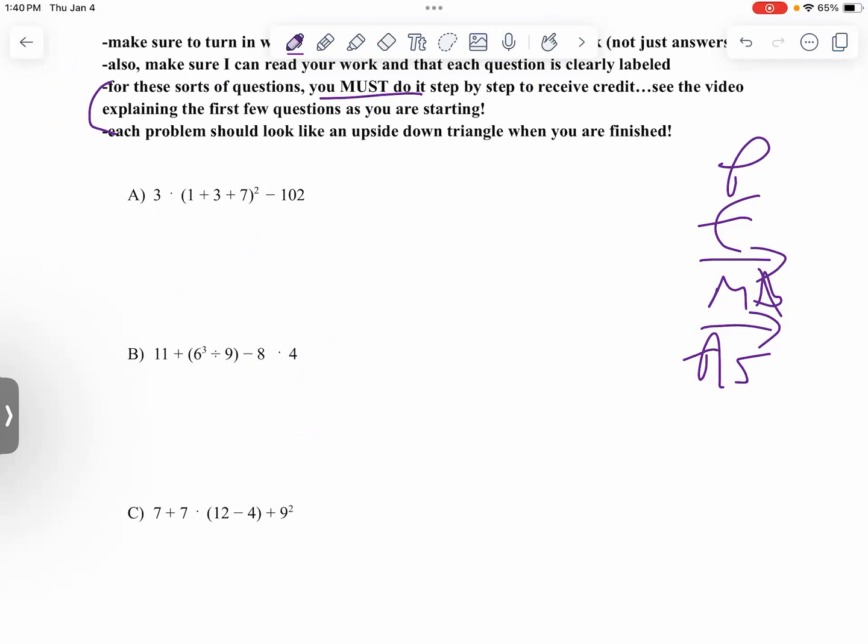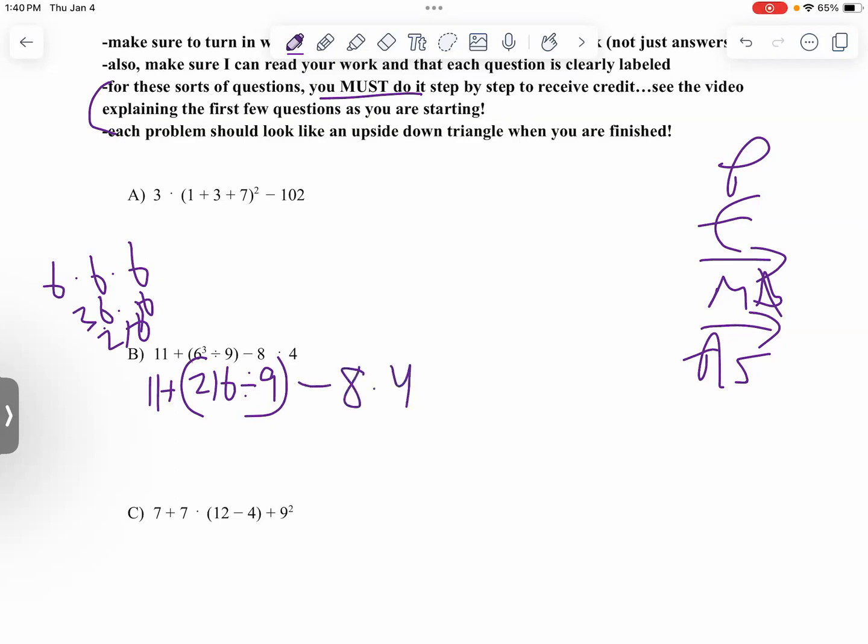11 plus 6 to the third power divided by 9 minus 8 times 4. So here we have a parentheses. Within the parentheses, the next one is an exponent. So 6 to the third power means 6 times 6 times 6, which is 36 times 6, which is 216. I would probably recommend you come over to the side and do something of that nature, because it's best to keep this work right here in the little pyramid form. That's minus 8 times 4.